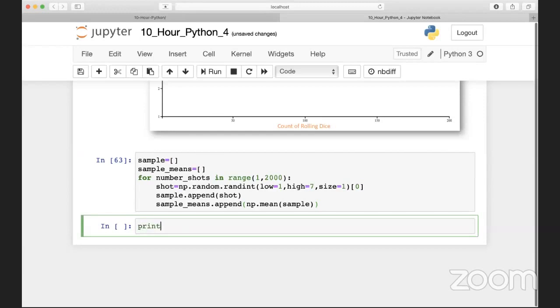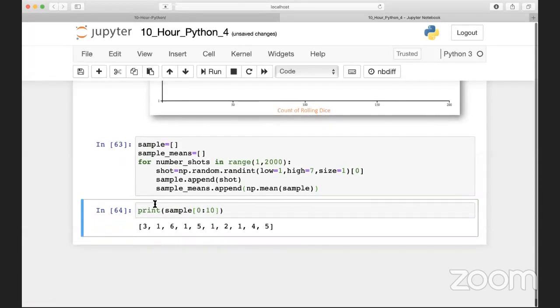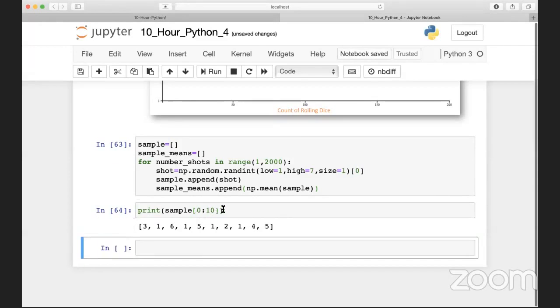So let me type, first of all, the sample, first 10 samples. This is it. So I roll a dice, I get 3 and 1 and 6 and 1 and 5 and so on. Okay, these are my observations when I roll a dice.